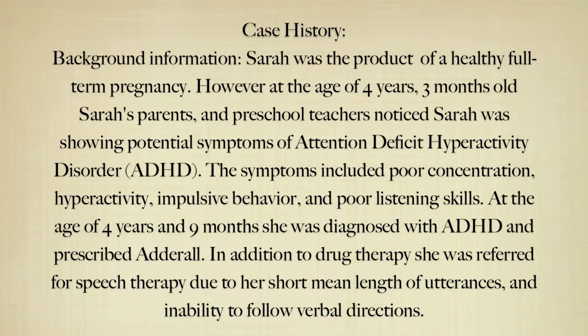Case history: Sarah, 5 years, 1 month. Background information: Sarah was the product of a healthy full-term pregnancy. However, at the age of 4 years, 3 months old, both Sarah's preschool teachers and parents noticed Sarah was showing potential symptoms of attention deficit hyperactivity disorder, or ADHD. The symptoms included poor concentration, hyperactivity, impulsive behavior, and poor listening skills. At the age of 4 years and 9 months, she was diagnosed with ADHD and was prescribed Adderall. In addition to drug therapy, she was referred for speech therapy due to her short mean length of utterances and inability to follow verbal directions.